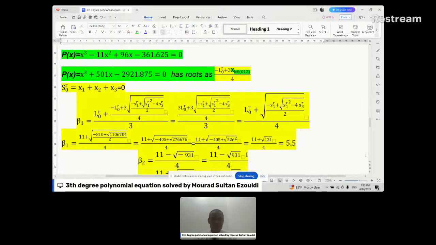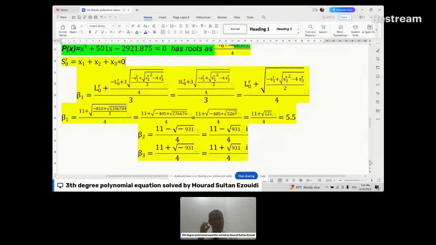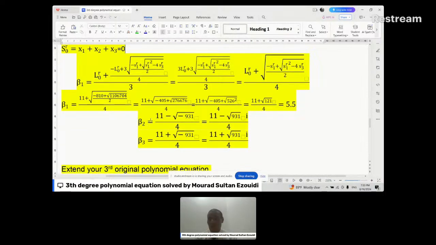Okay, we continue. And the other roots, learners, are complex numbers, which are beta 2 equal 11 minus root of negative 931 divided by 4, which is equal to 11 minus root of 931 i divided by 4. This is the second root. The third root is 11 plus root of 931 i over 4. Now, I'm going to explain from where we got 11 plus 931 raised to the power half times i over 4.